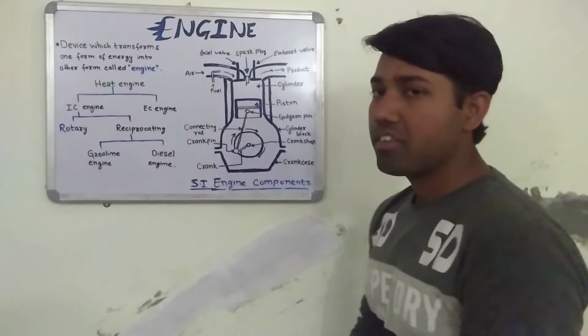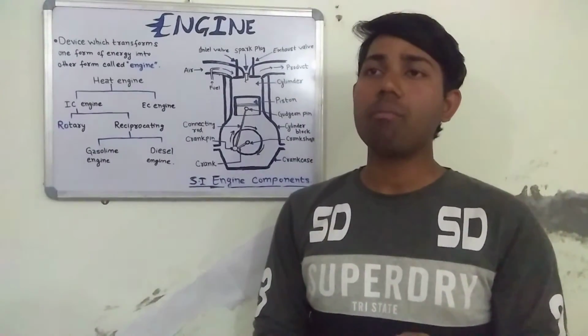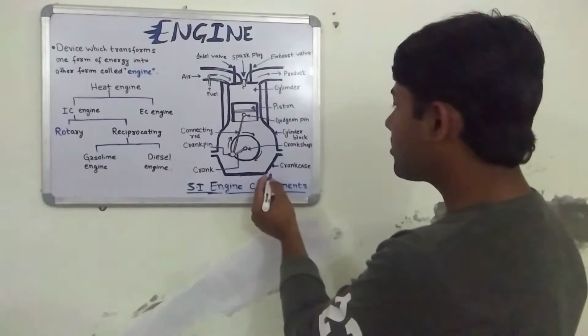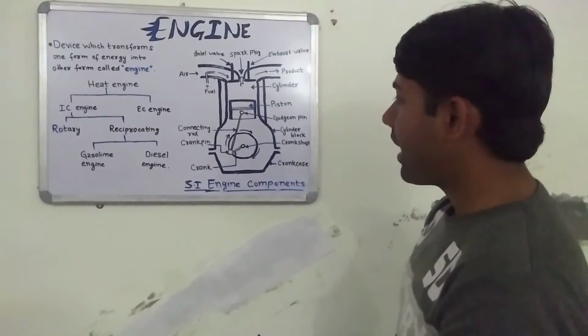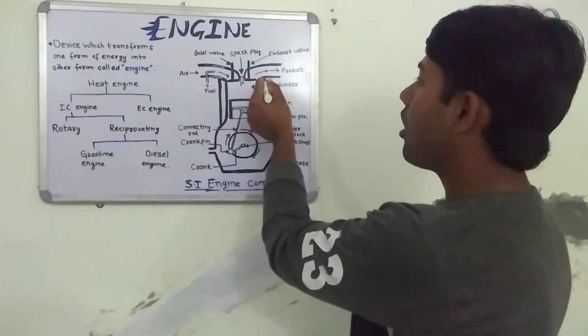Now comes the crankcase. Crankcase is the lower part of the cylinder in which all the components are fitted, and after the combustion the products go outside the cylinder.